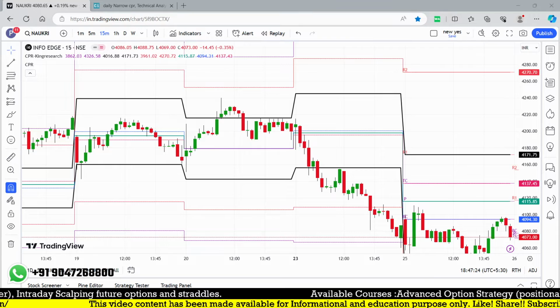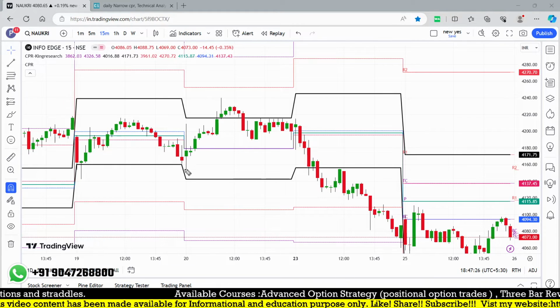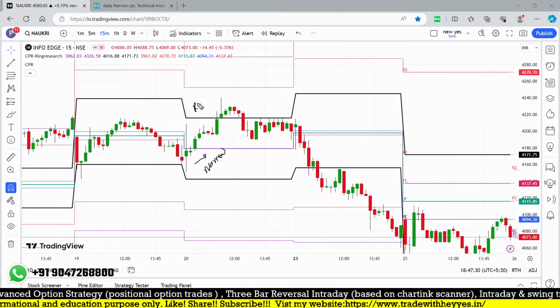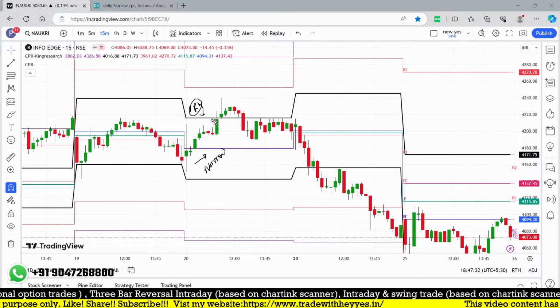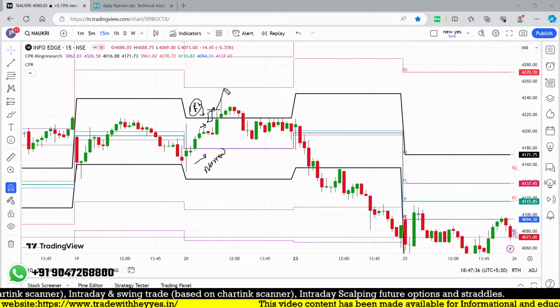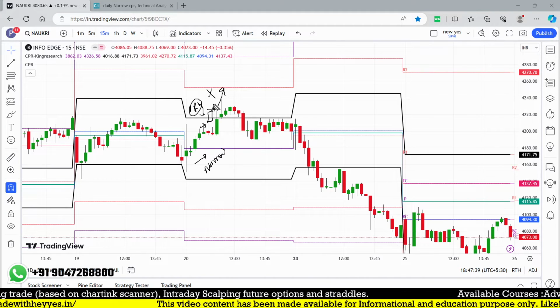So narrow CPR, the first condition which I'm looking for, is a very tight range narrow CPR. And this R1, the black line, is the R1. So I need the open and open below and close above. After that, I need to focus on a breakout. Here it does not happen.